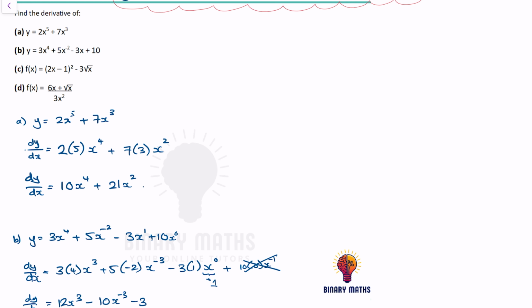Okay, I'm going to go over here for C. You've got f of x is equal to 2x minus 1 squared minus 3 root x. Now I need to expand the bracket and write everything in index form in order to use the rule. So that is the same thing as 4x squared minus 2 lots of 2x, which is minus 4x, plus 1, minus 3x to the power of a half, because root x can be expressed as x to the power of a half.